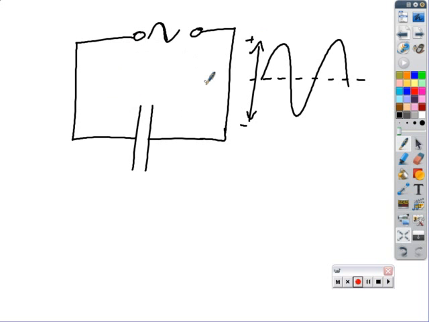So charge is coming round, building up in the plate, like this. Right, so it's built up in the plate and then it changes direction. So we've built up some negative on one side, some positive on the other, and then it changes direction.